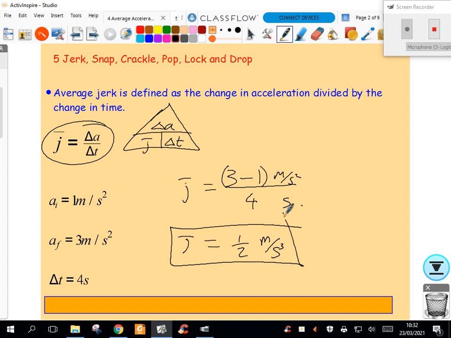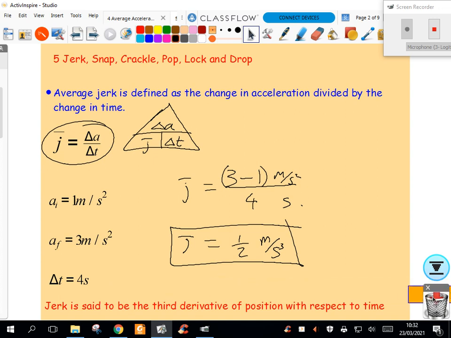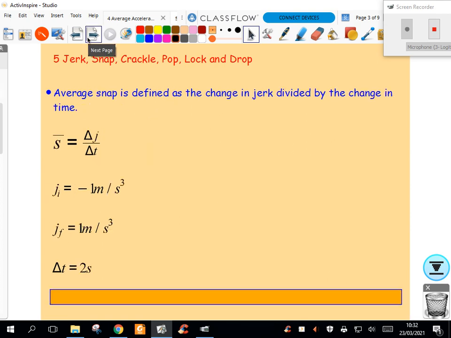So we get jerk from acceleration. It's the derivative of acceleration. And we say the jerk is the third derivative of position with respect to time. First derivative of position, velocity. Second derivative of position, acceleration. Third derivative of position is jerk. And if I take another derivative, the next one is called snap. Snap is defined as the change in jerk divided by the change in time.